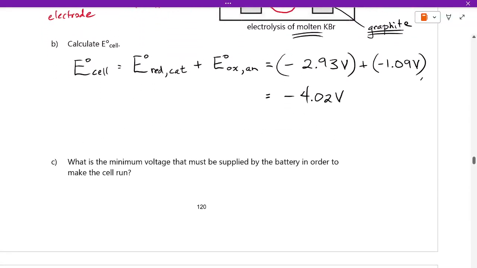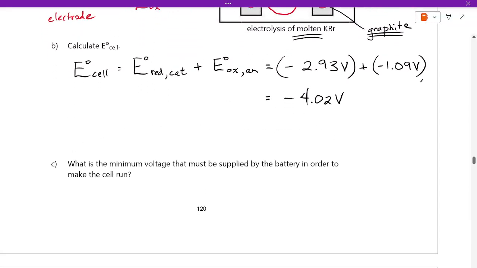We have to do what is the minimum voltage that must be supplied by a battery or a DC power supply in order to make the cell run? How do we answer that? Yep. Anything greater than 4.02 volts.